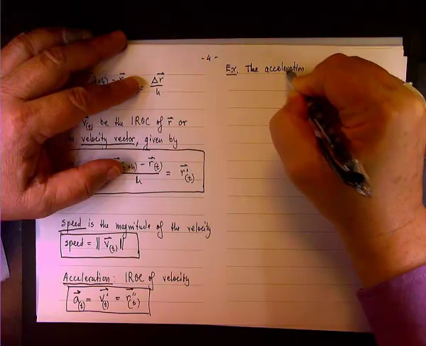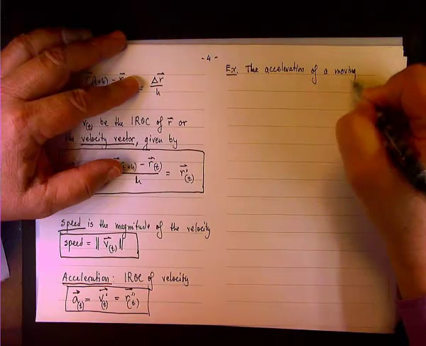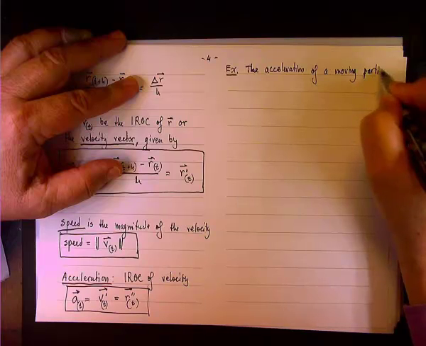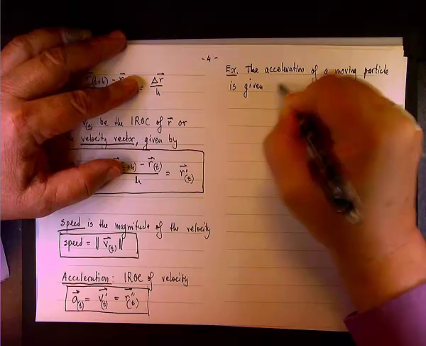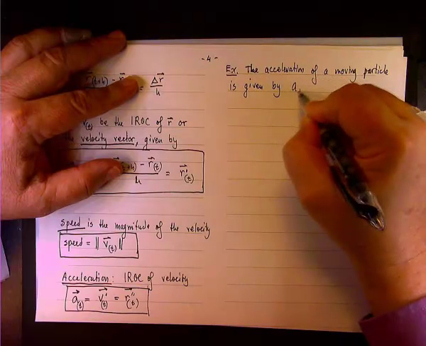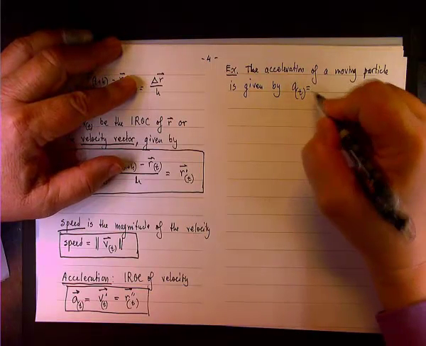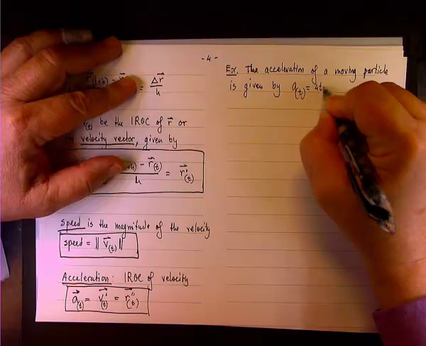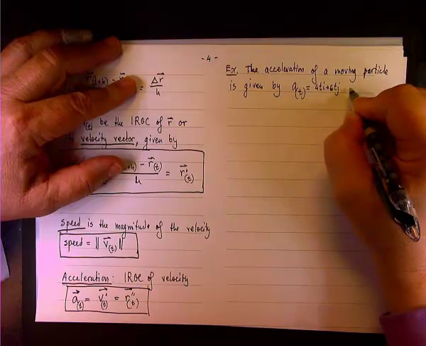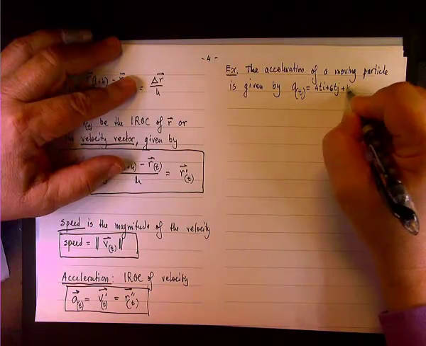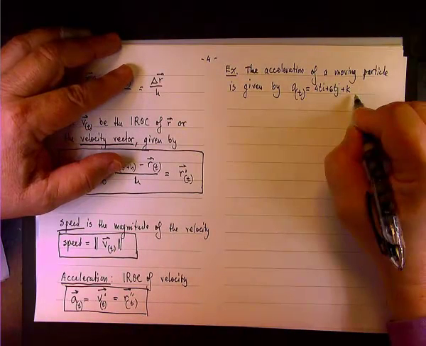The acceleration of a moving particle is given by the following function. So this is a vector function, and it's 4ti plus 60j plus k.